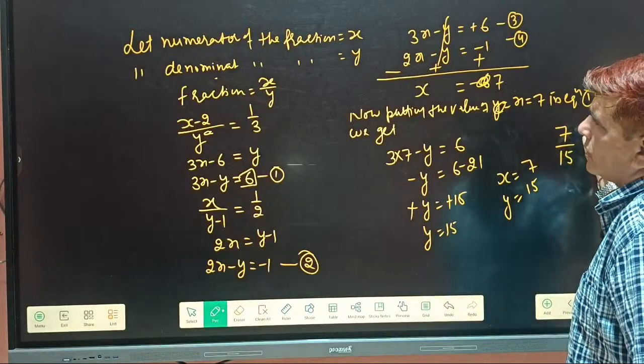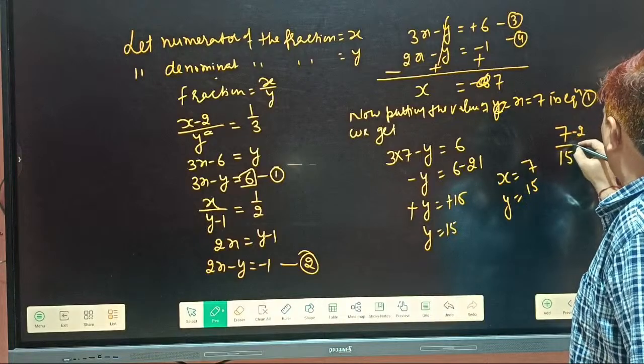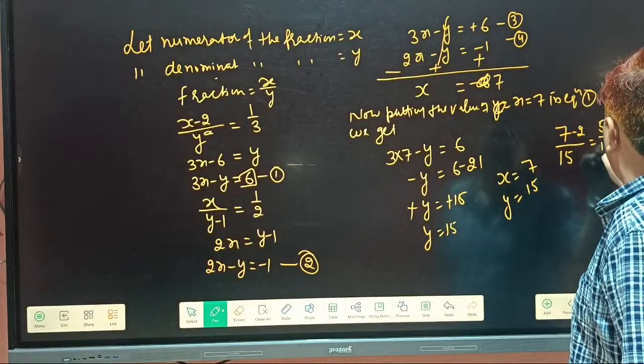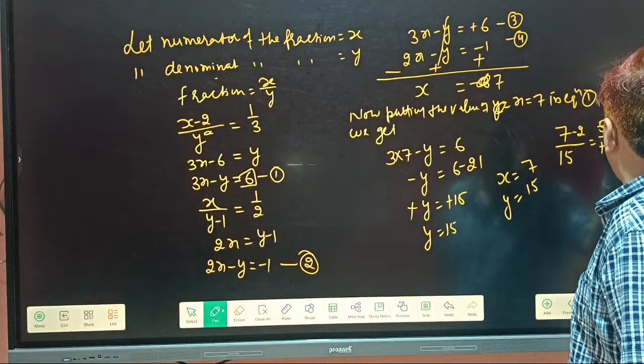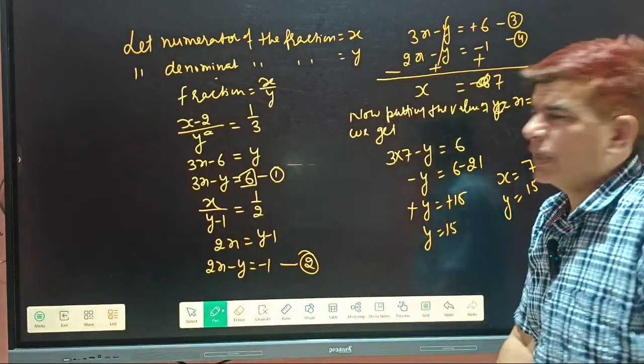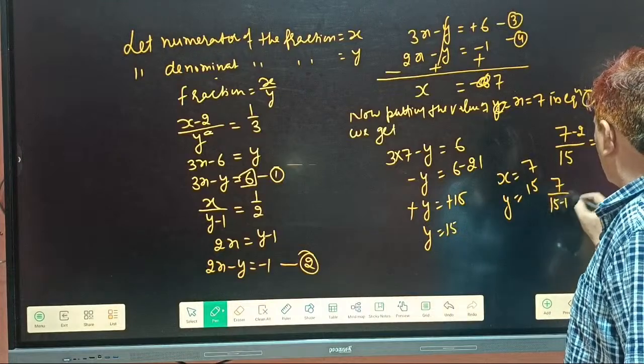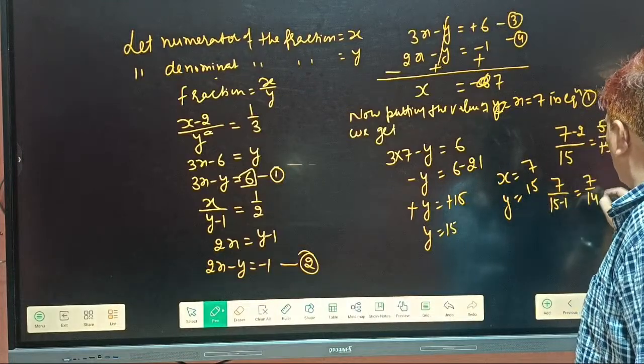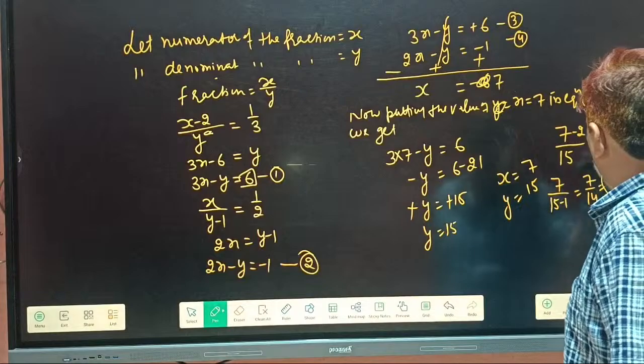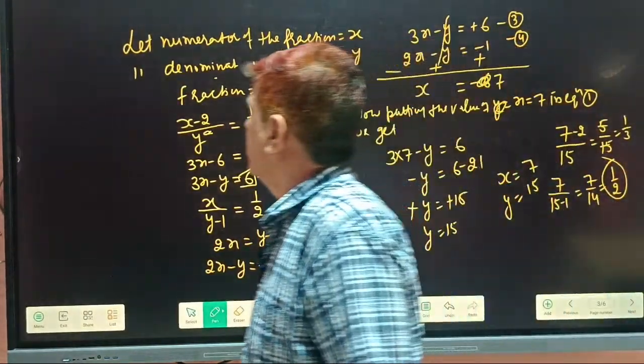And if we minus 2 from here, it becomes 5 by 15. So how much? 1 by 3. This is a way of verification. And if 7 by 15 minus 1, it becomes 7 by 14, which is equal to 1 by 2. So any method you can apply.